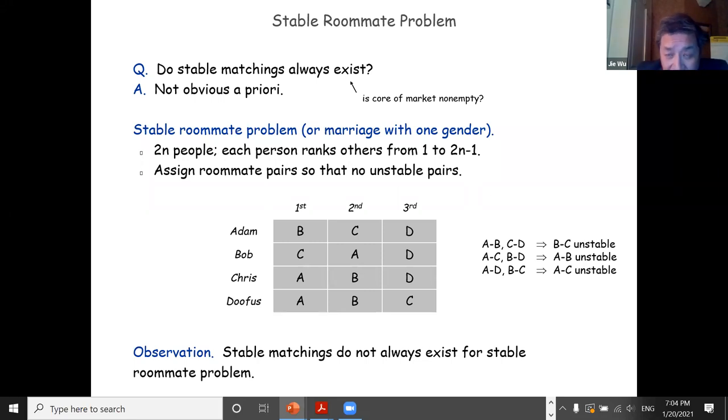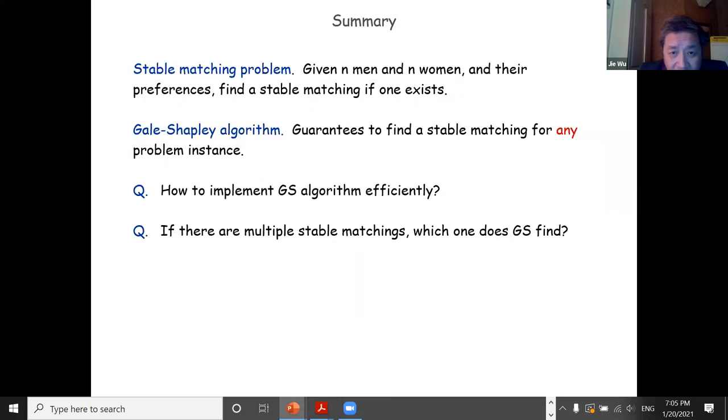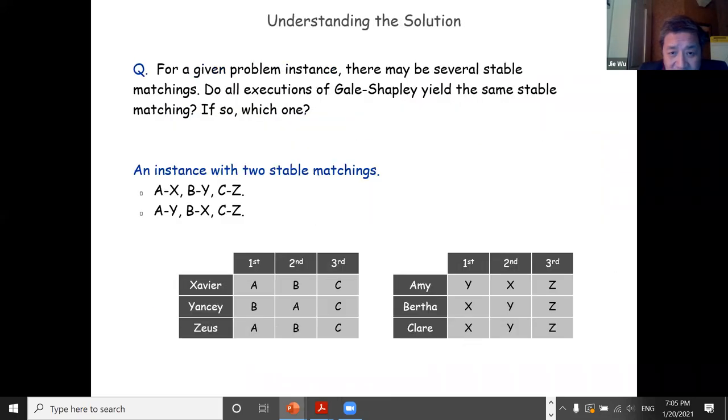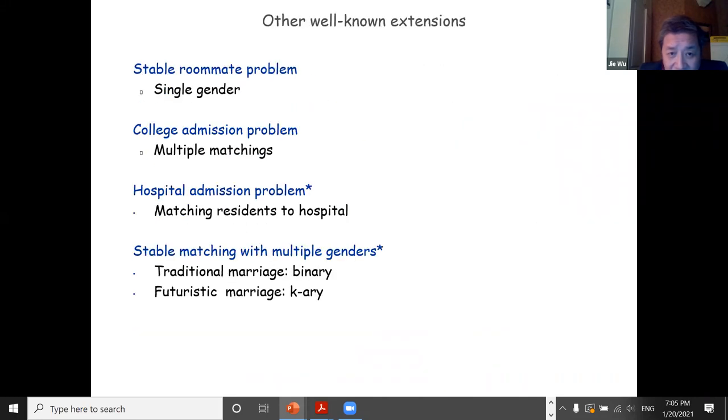So you can also imagine a marriage with only a single gender. That's also possible. Now let's look at other extensions, more interesting. And again, all this is a practical problem. College admission program. That's also called multiple matching.